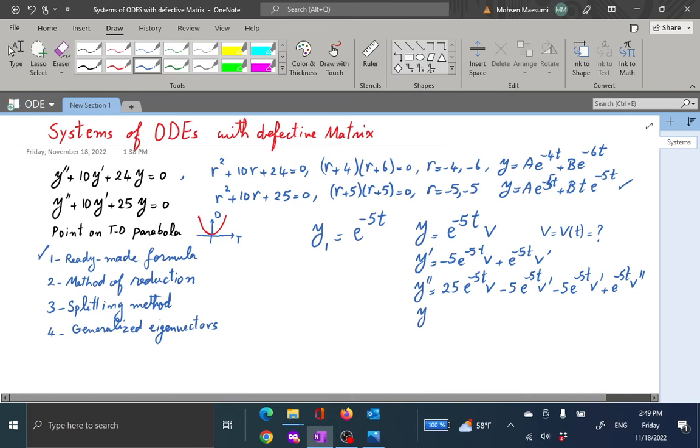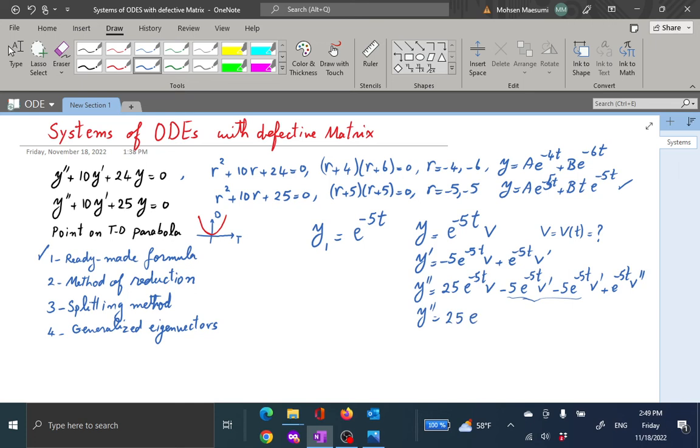Let's simplify a little bit. What always happens is that these two are the same, so it doubles up: 25 exponential of minus 5t v, minus 10 exponential of minus 5t v prime, and exponential of minus 5t v double prime. We take these things and combine them. How do we combine them? However, we want them here. We want 1 y double prime, we want 10 of y prime, and we want 25 of y itself. So let's combine these things and see what we get.